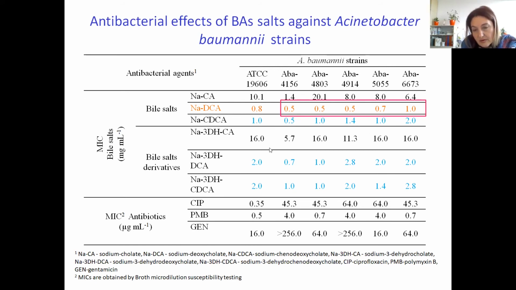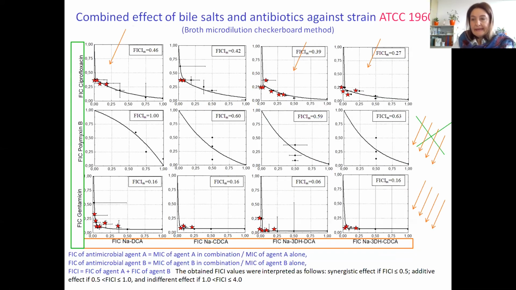Other bile salts were quite effective, actually moderately effective, except sodium salts of cholic acid and its 3-dihydro derivative. When we were checking activity of antibiotics, the most effective was polymyxin B, while ciprofloxacin was moderately effective, but gentamicin was absolutely ineffective. So this bacterium showed high resistance to these antibiotics.